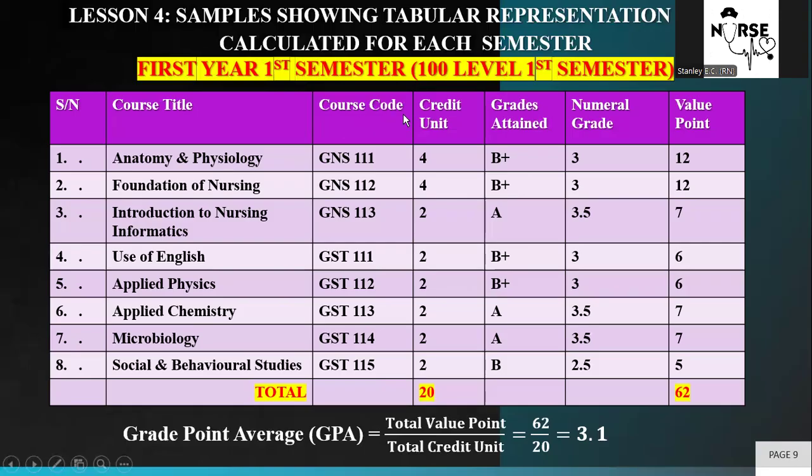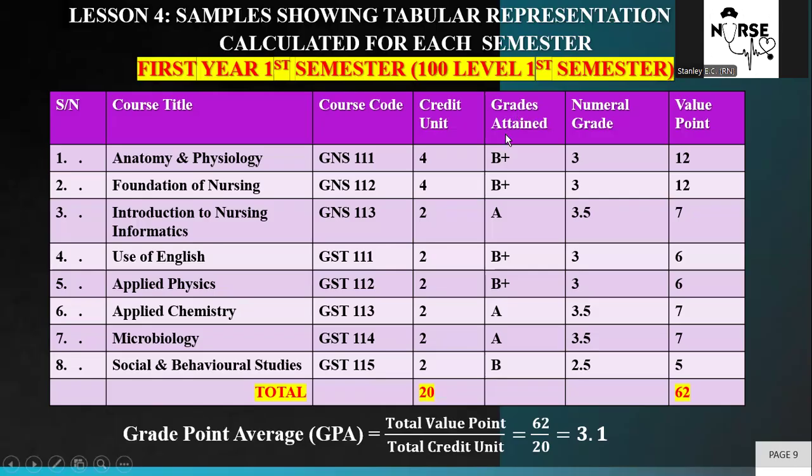Then let's know the course code. These are the course codes: GNS 111, GNS 112, and so on and so forth. On another column, you place the credit unit. You can see it on the fourth column. The credit unit for anatomy 1 is 4. Credit unit for FON is 4. Credit unit for nursing informatics is 2, and the others are also 2.